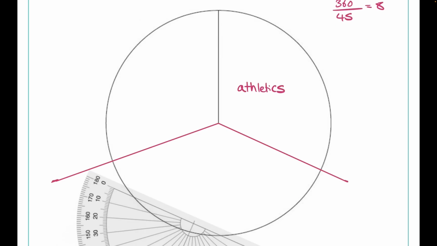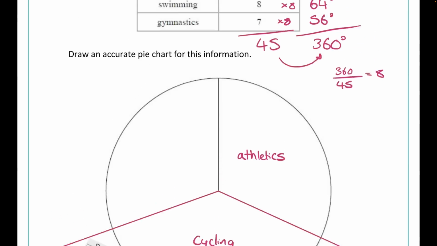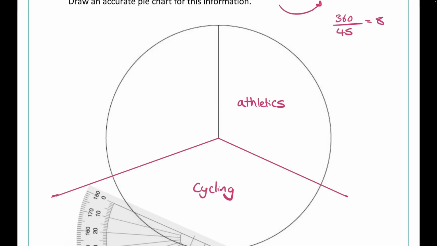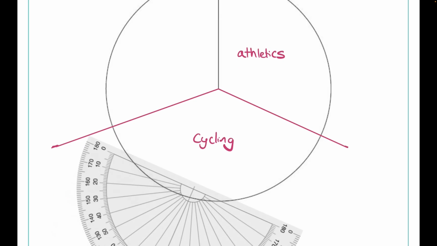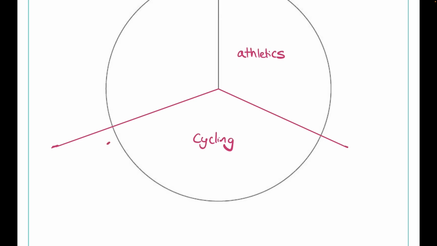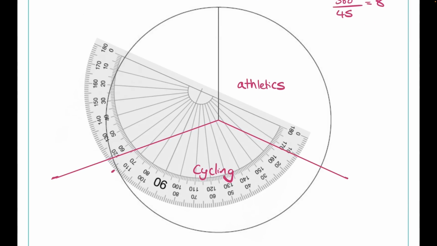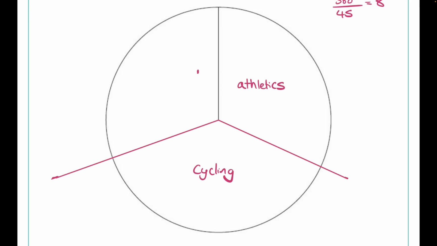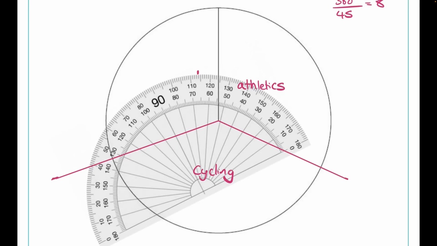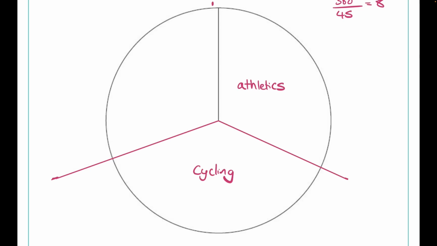So that was cycling. And there we go, there's the next section of the pie chart. And the next one is swimming, and that is 64 degrees. Now, as long as all the other pieces are perfect, this next part of the pie chart should allow us to then not have to measure out that final part of the pie chart. However, we are just going to double check and make sure that it is the angle that we want.